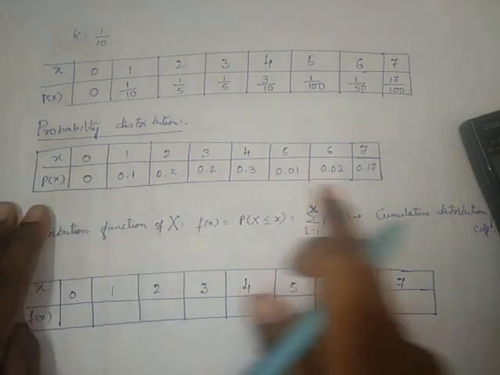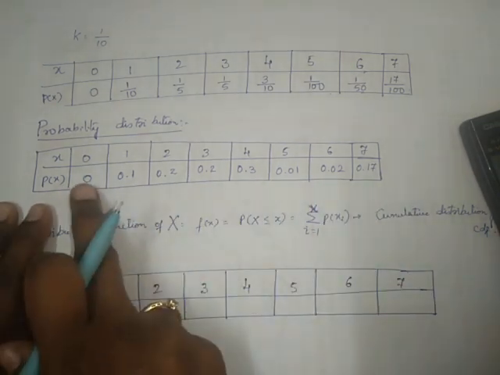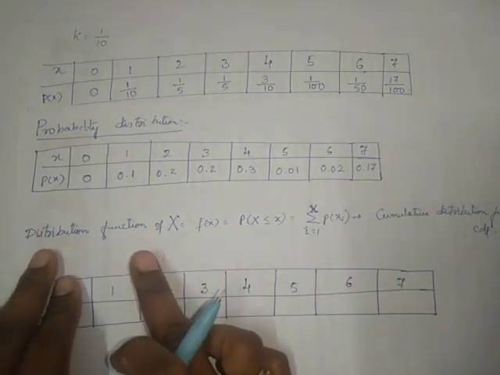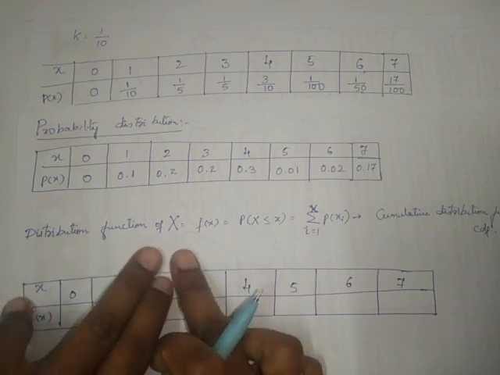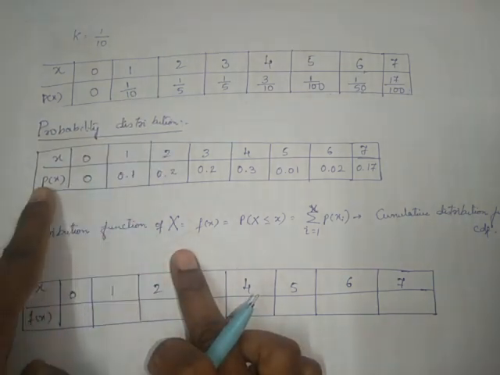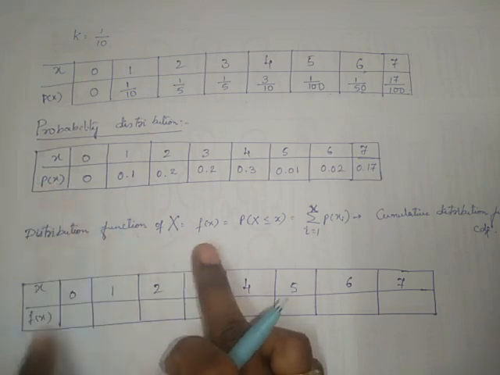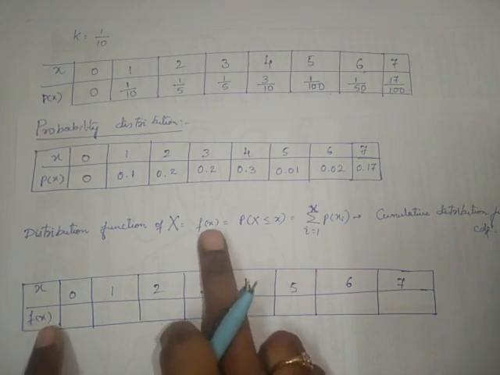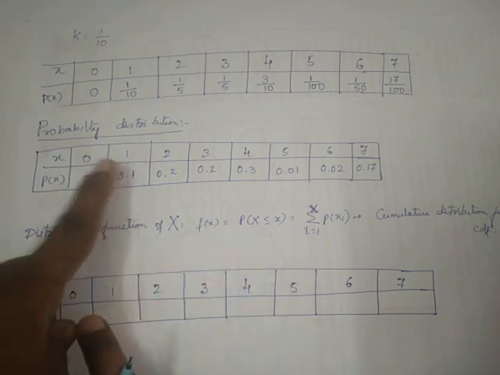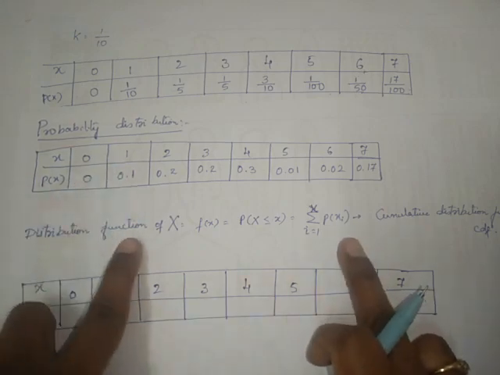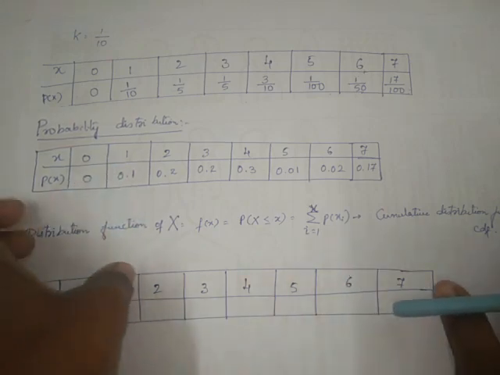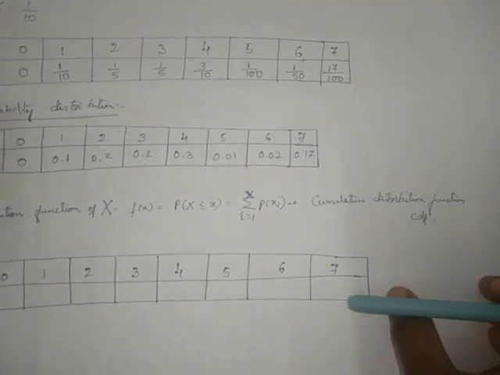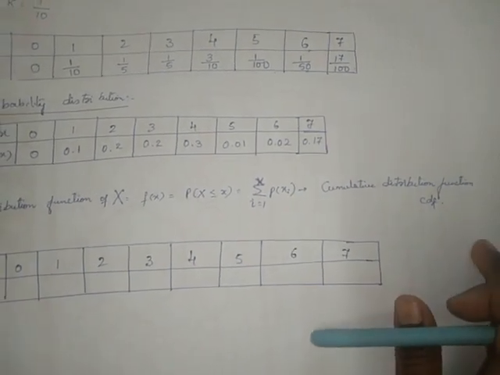Why I wrote this in decimal form is they are asking us to find or write the distribution function of x also. The probability distribution is represented by p of x. The distribution function is represented by f of x. Here we have to add the cumulative values. The other name for this is the cumulative distribution function, that is CDF.